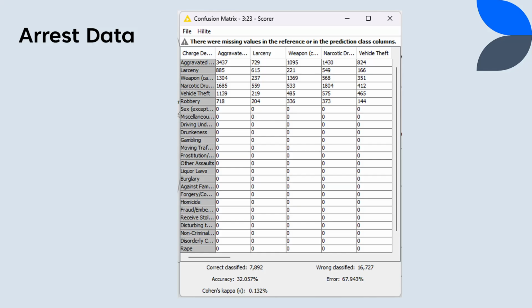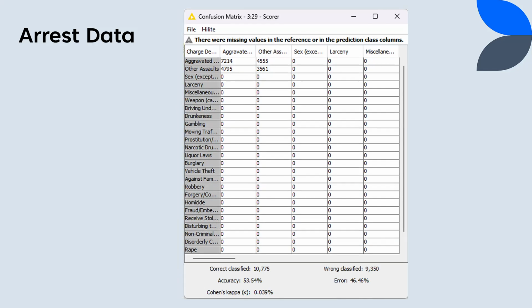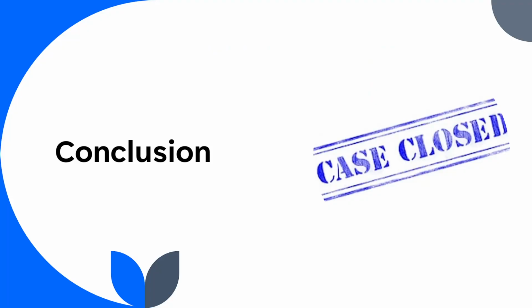Now, to actually determine how effective the decision tree was, we can use the scorer node and see a confusion matrix along with a few summary numbers. We can see that our calculated accuracy was around 32.06% and our error being around 67.94%, so not very good. I thought to try again, only predicting 2 categories of crime, which was slightly better. But given the nature of the dataset, I still don't think it is something I can really rely on, however.